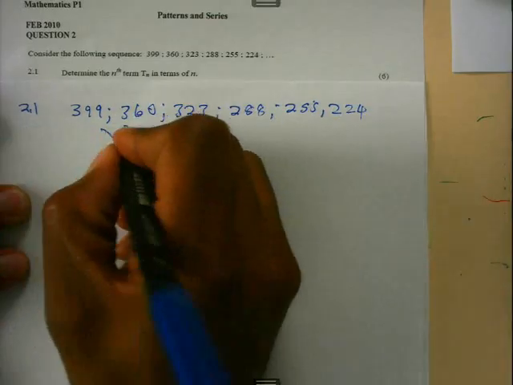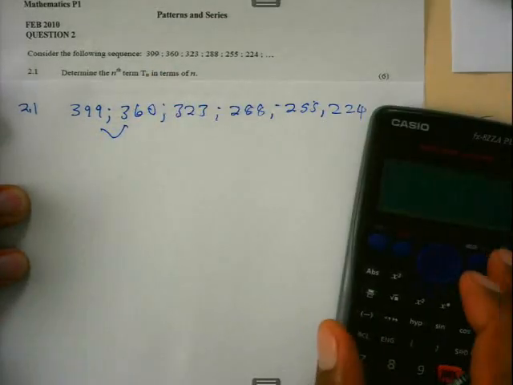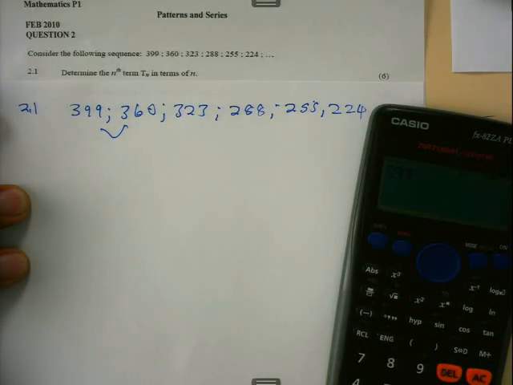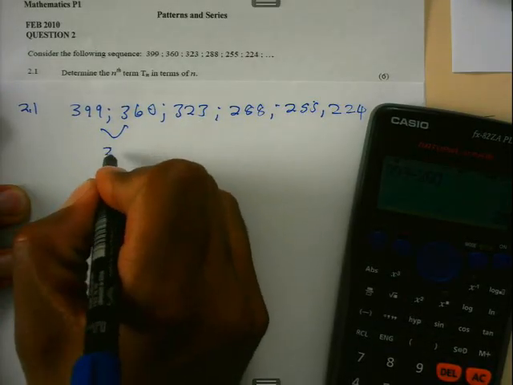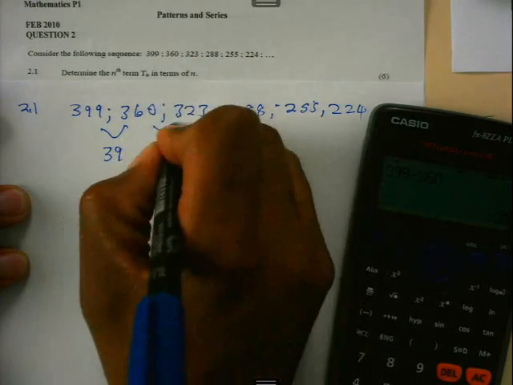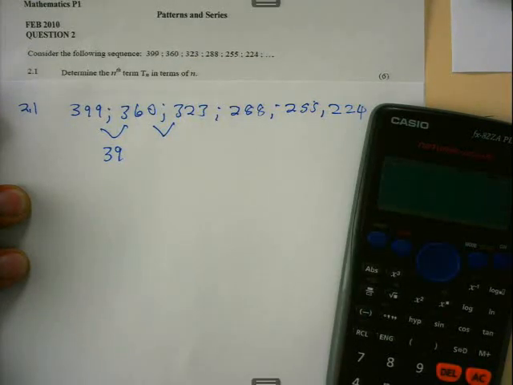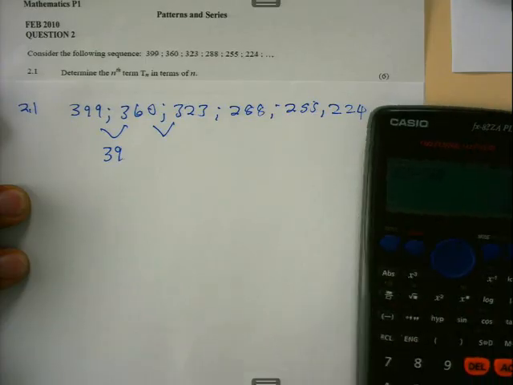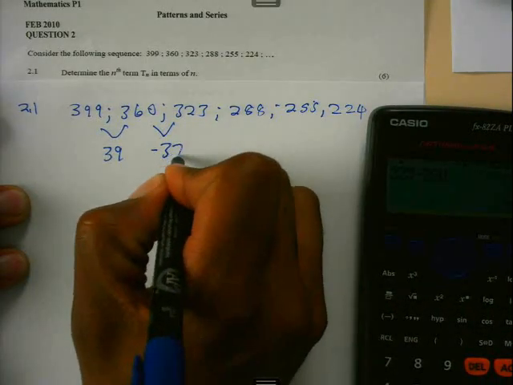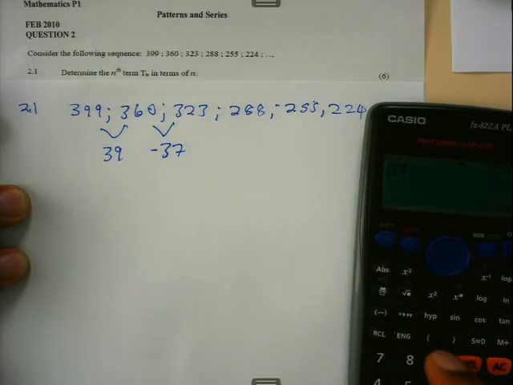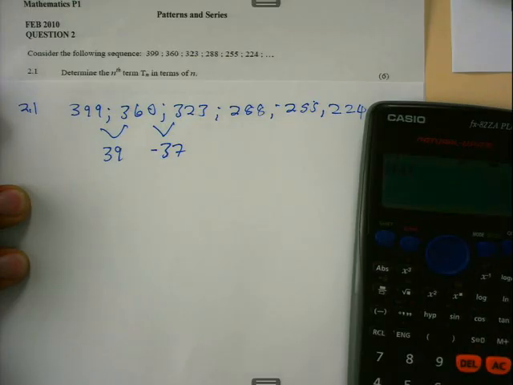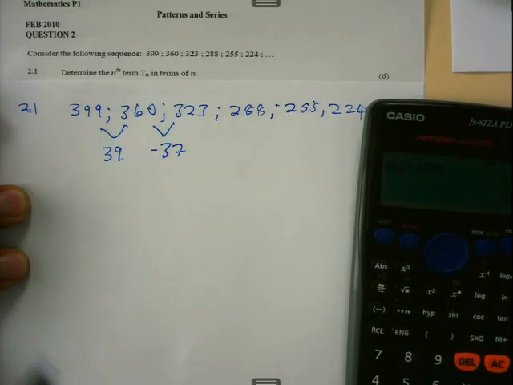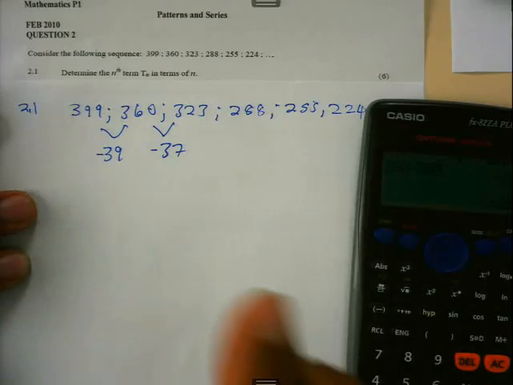Boys and girls, now we can have the first difference. 399 minus 360. The answer there is 39, or rather minus 39. Now look for the second one: 323 minus 360, of course, that is minus 37. So 360 minus 399 is minus 39, then minus 37.